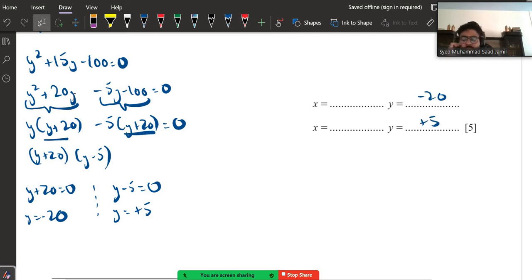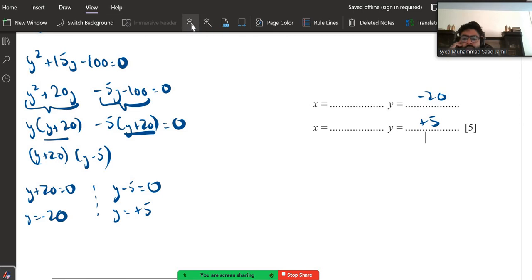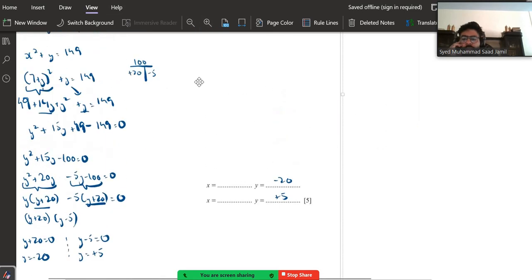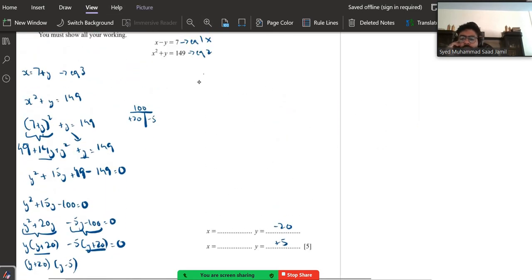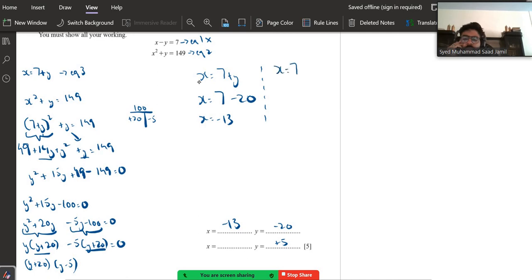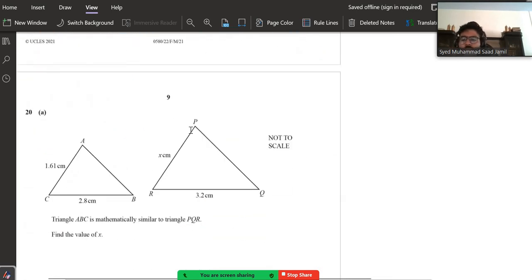Now we need to find the values of x. We will use these values of y to find the value of x. So remember the second equation we made, x is equal to 7 plus y. Just plug in the values of y over here. x is equal to 7, in place of y, write minus 20. So x is equal to minus 13. And for the second one, it's going to be x is equal to 7 plus 5, because we are using the value of plus 5. x is equal to 13. So that's it. Moving on to our next question.